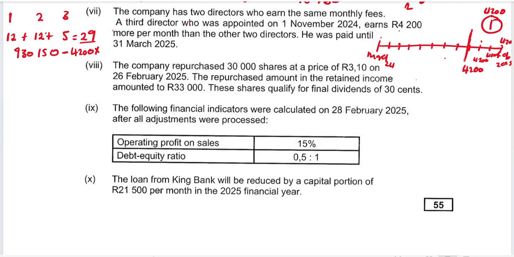You receive 4,200 for 1, 2, 3, 4, 5 months, so multiply by 5. When we punch our calculator: 930,150 minus 4,200 multiplied by 5. It gives us 99,150. So now this amount, we have equalized it.